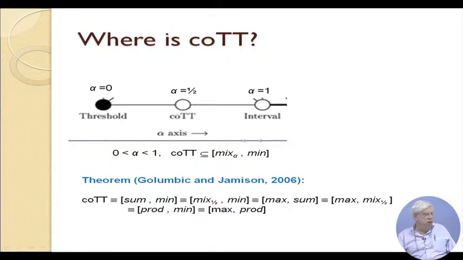Here's an alpha axis. Here is where alpha is 0. Here is where it's 1. As you slide across, CoTT happens to be right in the middle of it. Kind of amazing. We showed that CoTT is equal to sum min, mix half min, max sum, and a whole bunch of others.